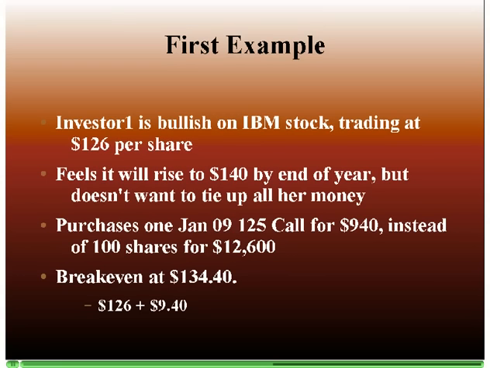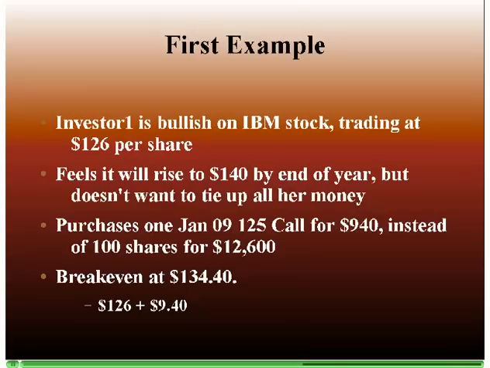Now let's look at our first of three examples. We'll use IBM as our example underlying stock. Investor 1 is bullish on IBM stock, currently trading at $126 per share. She feels it will rise to $140 by the end of the year. She could purchase 100 shares of the stock, but the investor doesn't want to tie up this amount of money. So she pays $940 for one call option that expires in January 2009 with a strike price of $125. This is much less than the $12,600 she would have paid to own the stock.